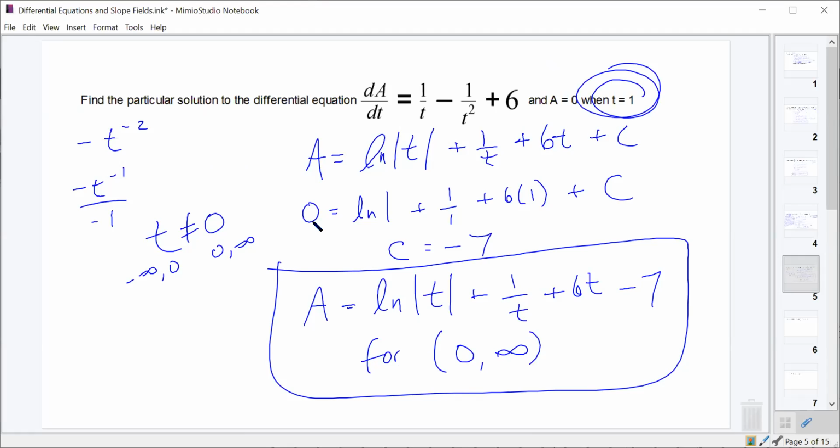Wait, could t be negative, because of the natural log? Technically it could be negative, because remember when we do the integration here, it's absolute value of t. So technically we could. Oh, right. Okay, thank you.